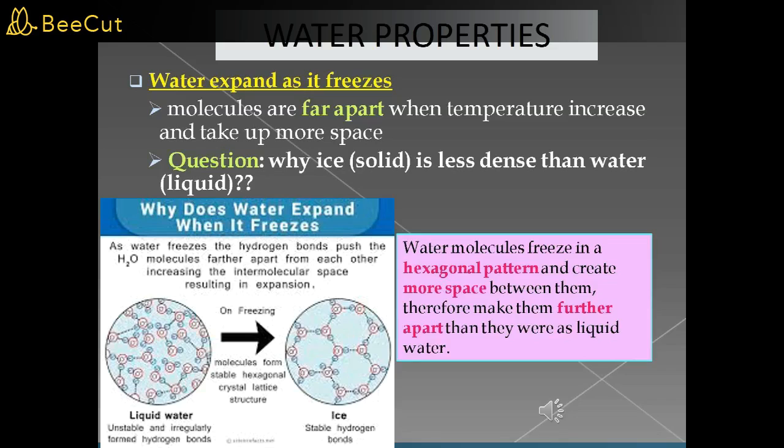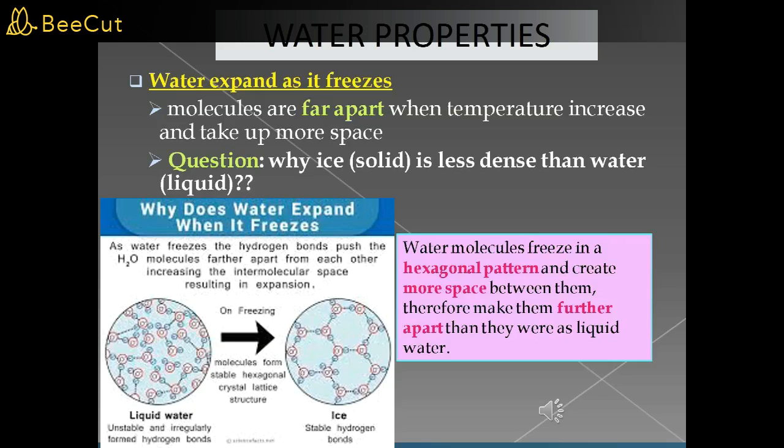Okay, the next property is that water expands as it freezes. What is meant by water expanding? It is actually the water molecules that expand as it freezes. So the question here is, why is ice, which is the solid state of water, less dense than liquid water? When you imagine a glass of water and a few ice cubes, the ice cube will float on top of the surface of the water because the ice cube, the solid state of water, is less dense than the liquid state of water. So how does this happen?